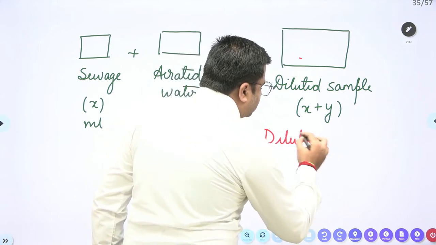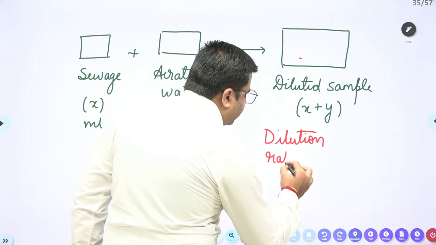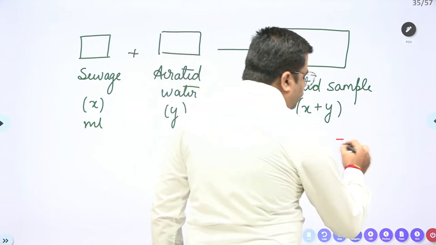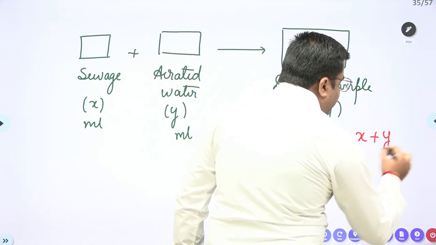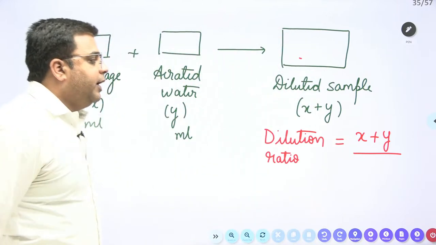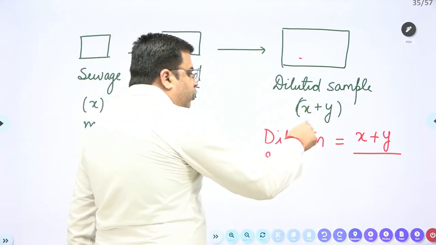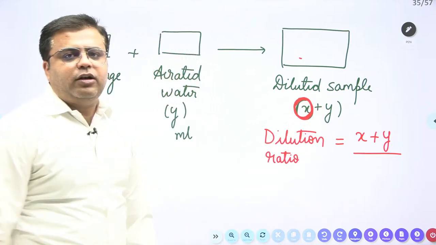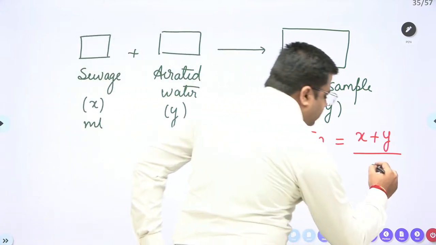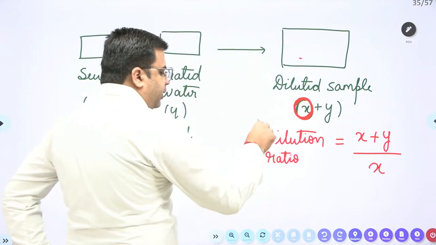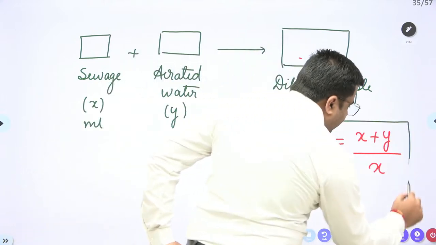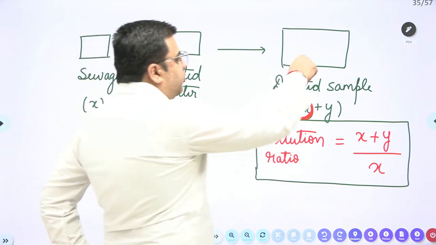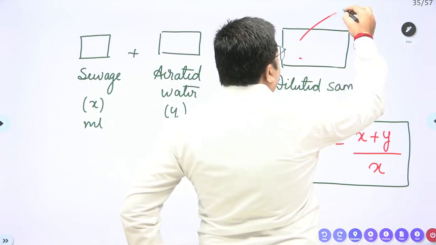So the dilution ratio or dilution factor for this diluted sample will be the total volume of the diluted sample divided by the volume of original sample present in the diluted sample. The volume of original sample present in the diluted sample will be X. So this is how you calculate the dilution ratio, right? Once you have this diluted sample, you keep this diluted sample in an incubator.